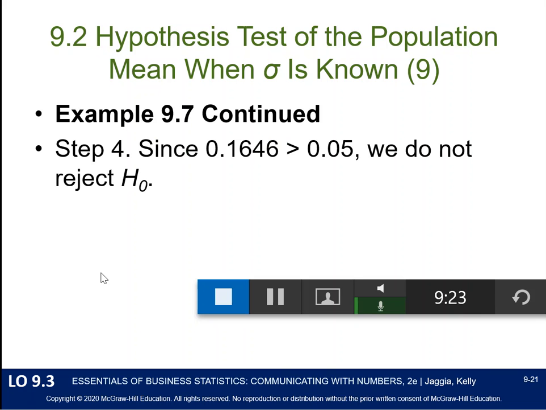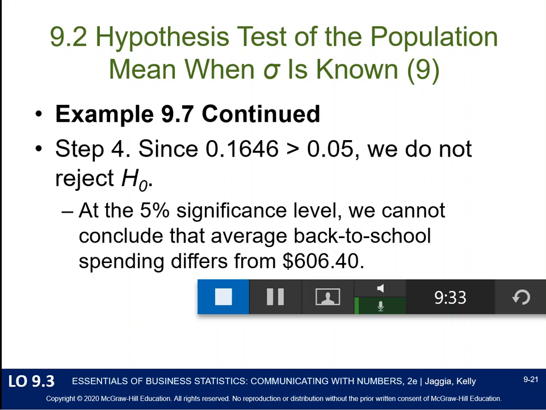So since our p-value of 0.1646 was greater than our significance level of 0.05, we do not reject the null. So therefore we're going to say at 5% significance level, we cannot conclude that average back to school spending significantly differs from the 606.40 that we were testing for.